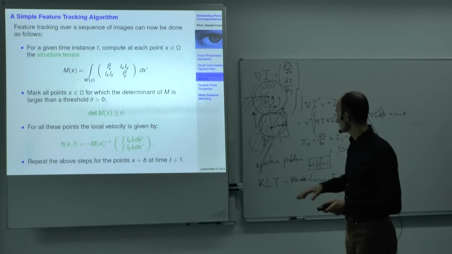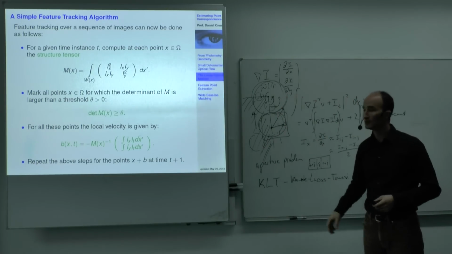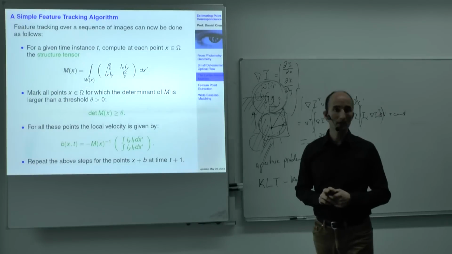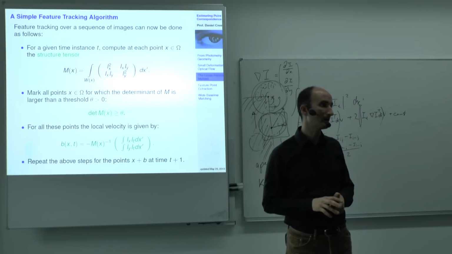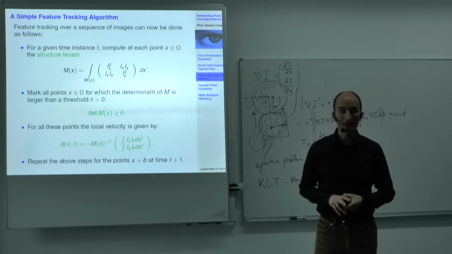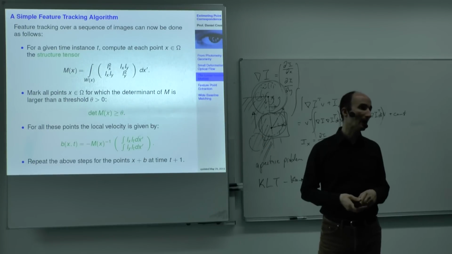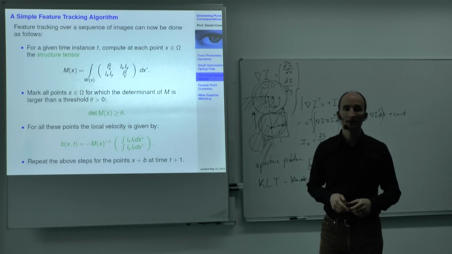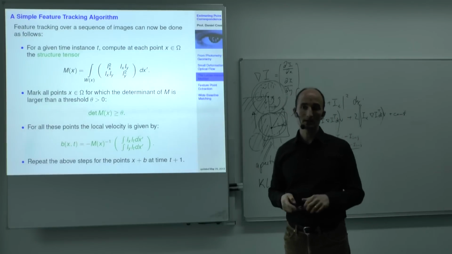And the KLT Tracker is one of the most common trackers in computer vision, partially because it's simple and partially because it works fairly well. Because it's simple, it's also quite fast, so it's fairly easy to get this working in real time. 30 frames a second is no problem.